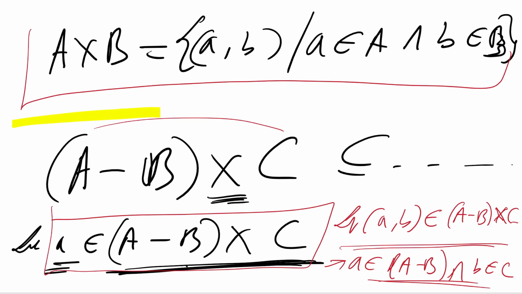So whenever you have the cross product of two sets, you always want to make sure that you pick a pair of elements, not one single element. So this is not correct, but this is what you need in order to prove it correctly.